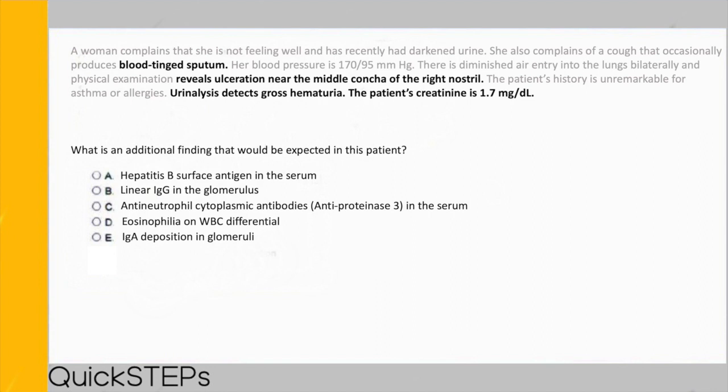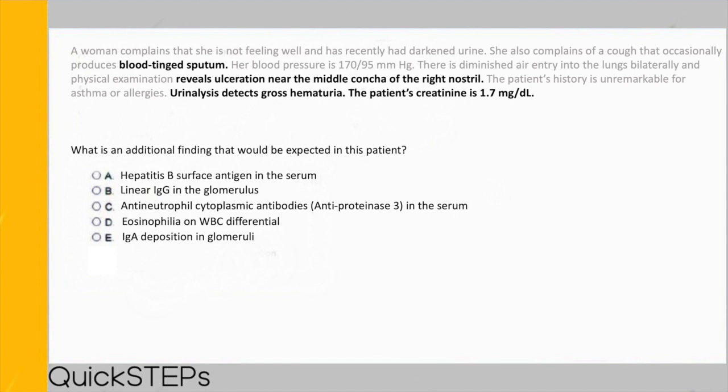Well, let's go through the answer choices. Answer choice A, hepatitis B surface antigen in the serum. So that could be a characteristic of hepatitis B, obviously, but it also could be a vasculitis, specifically polyarteritis nodosa. Polyarteritis nodosa typically spares the lungs, so you wouldn't have pulmonary symptoms, but you could have GI bleeds and muscle pain. And the GI bleeds could either be melena or hematochezia, depending on which vessels are affected. But as this patient has lung problems, A is most likely not the answer.